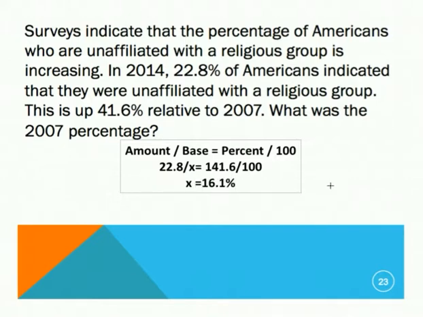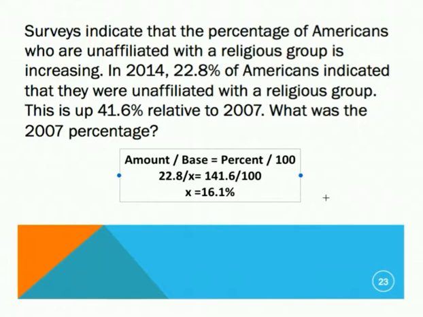So what this tells me is that in 2007, the percentage was 16.1%, and then it went up by 41.6% and was then at 22.8%. So 16.1 was our previous percentage, our 2007 percentage.